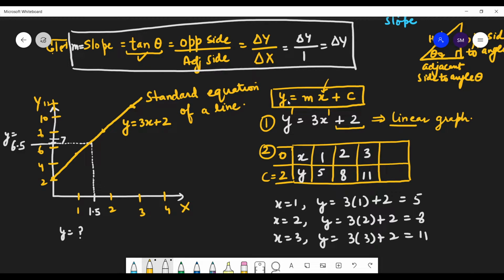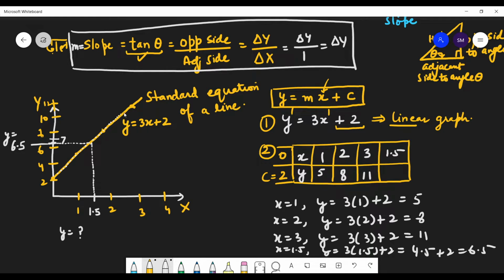So now you can check your value here also. Put x equals 1.5. What will y be equal to? So y equals 3 into 1.5 plus 2. That is 4.5 plus 2. That's 6.5.